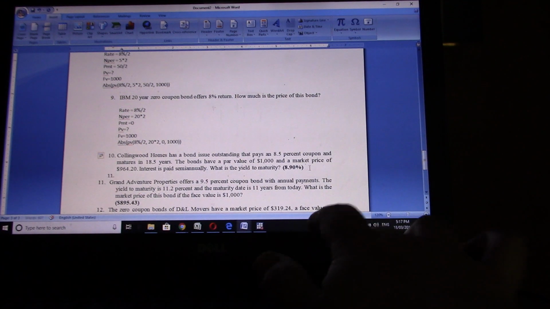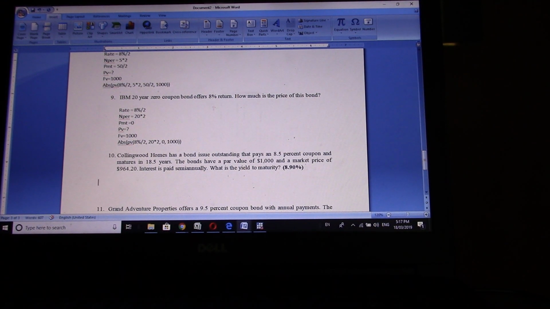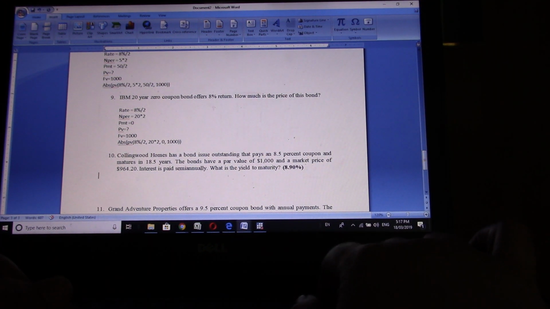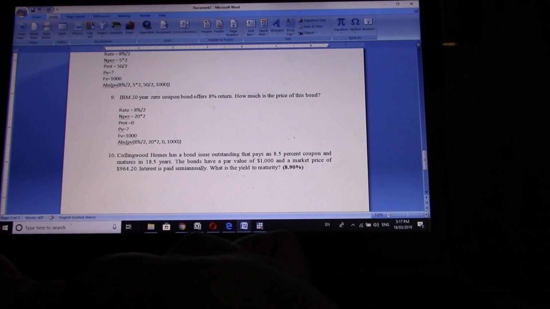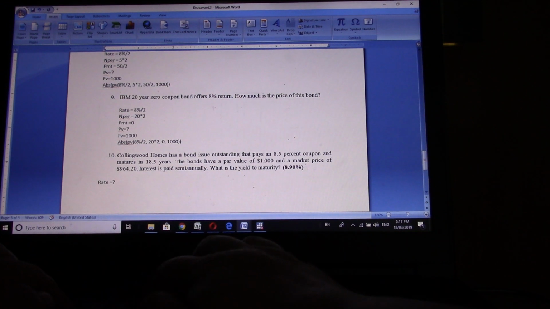Alright, so for question number 10, it's a bond that pays an 8.5% coupon, maturing in 18.5 years. And what is the yield to maturity? It's really nothing different to what we have done before. So the rate is the question.